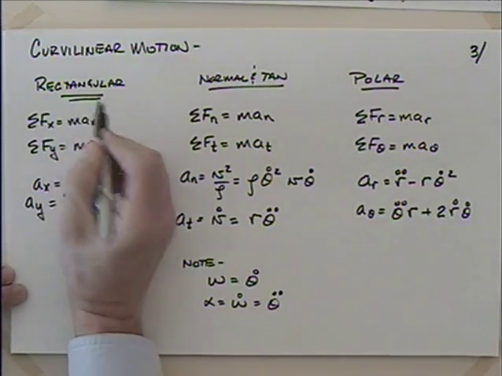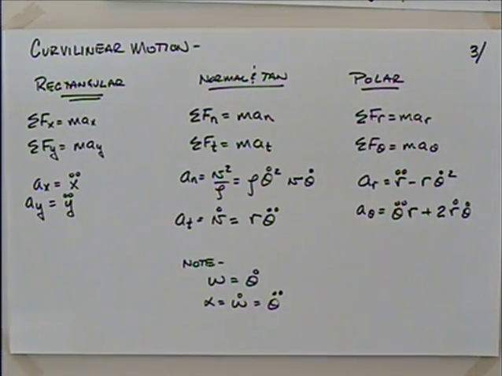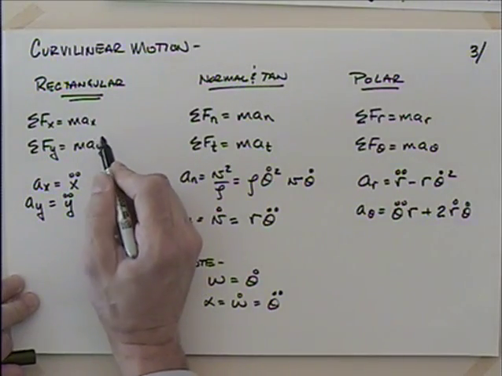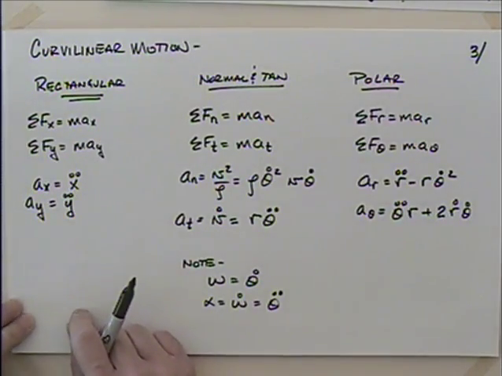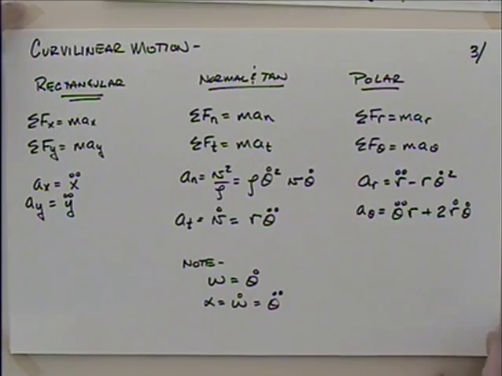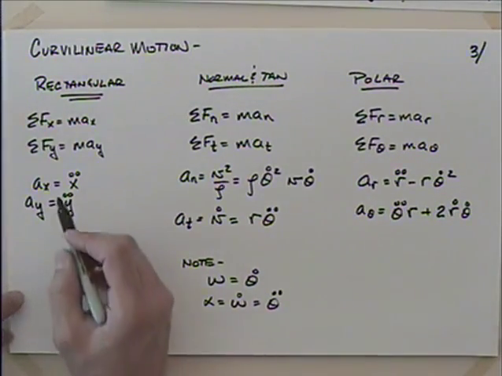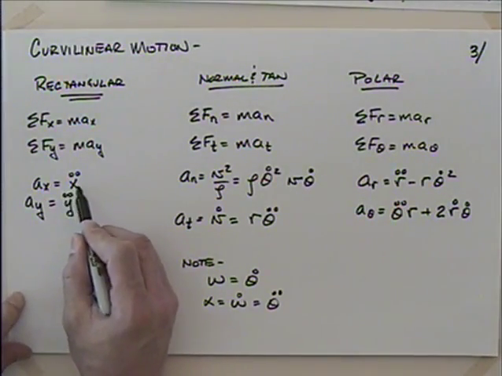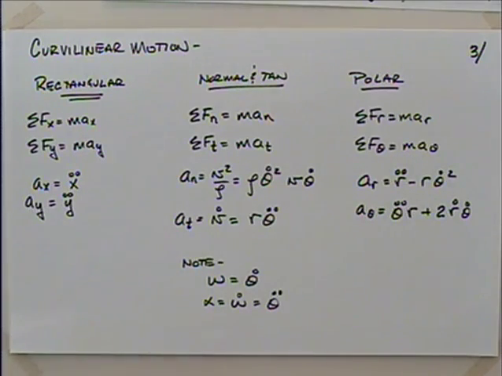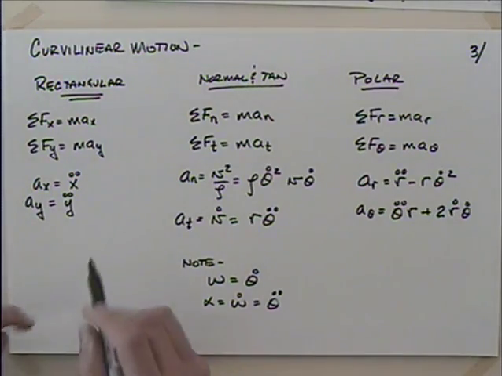A rectangular system. So if things were given in x and y, it seemed advantageous to look at it in x and y. You simply say the sum of the forces in the x is equal to mass times acceleration in the x, and the sum of the forces in the y is equal to mass times acceleration in the y, where your acceleration in the x would be x double dot, or the acceleration in the y would be y double dot. I mean, this is good. We don't use these a lot.